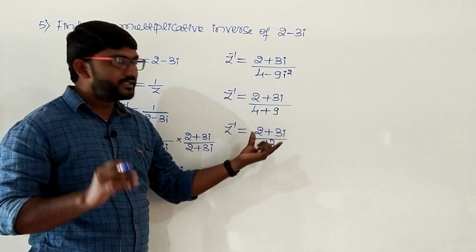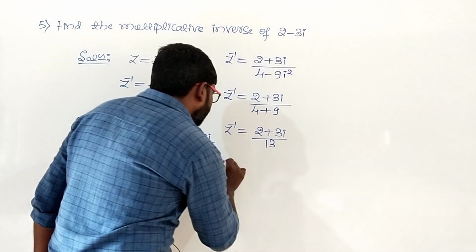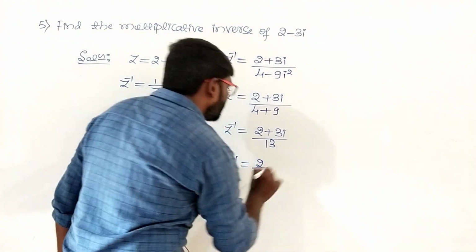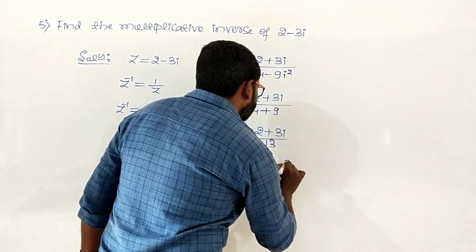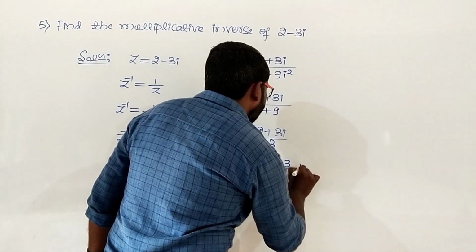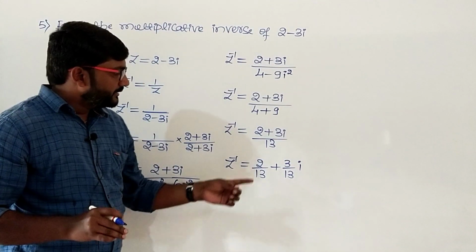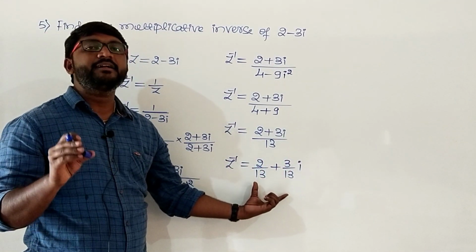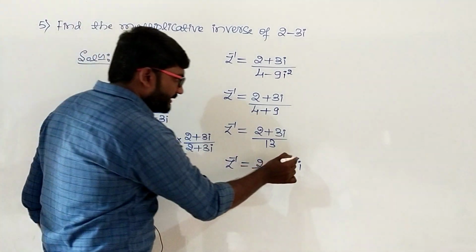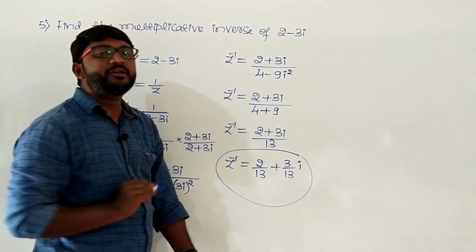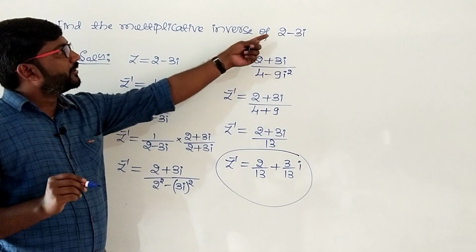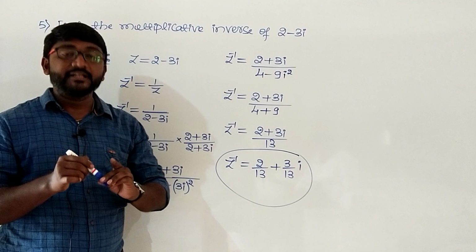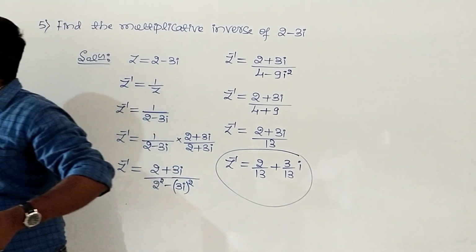ಅಂದರೆ ಇಲ್ಲಿ ನ್ಯೂಮರೇಟರ್ನ ಸ್ಪ್ಲಿಟ್ ಮಾಡ್ಕೊತೀವಿ ರೀ. So Z inverse is equal to 2 by 13 plus 3 by 13 into i. ಅಂದರೆ a plus bi or ib, it is in the standard form, and this is going to be the multiplicative inverse of the given complex number. So this is all about the 5th example problem, and then we'll move on to the 6th example problem.